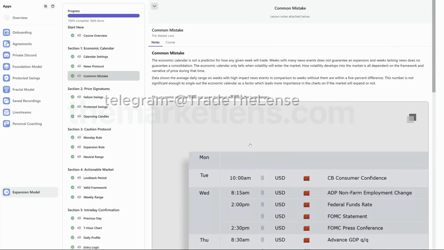I think most people are probably pretty comfortable with understanding the economic calendar, but if there was any questions, I would look at them.